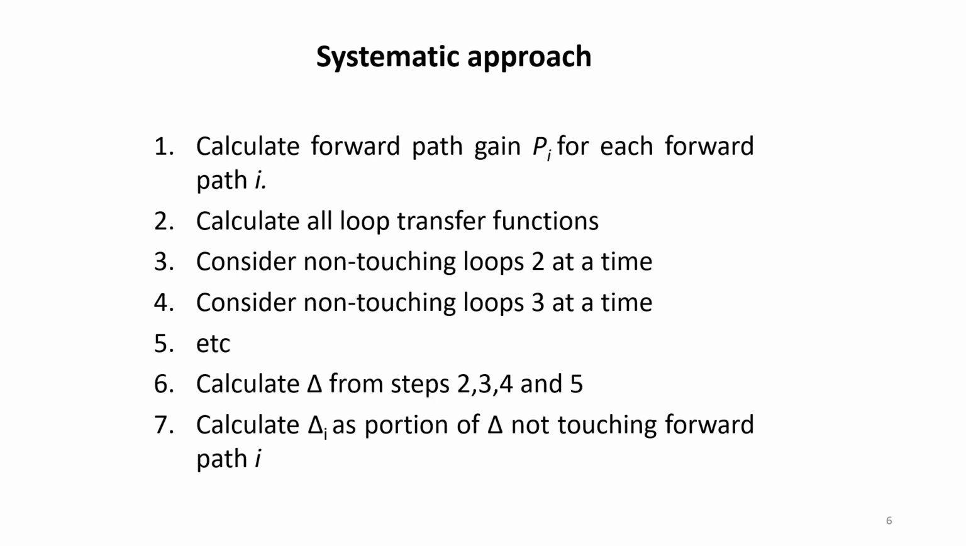First calculate the forward paths, then calculate the loop gains, then evaluate the non-touching loops. Using all these loop gains we calculate the determinant delta, and from the determinant delta we calculate the ith determinant which doesn't touch the forward path. This is the general procedure followed to evaluate the transfer function for a signal flow graph.